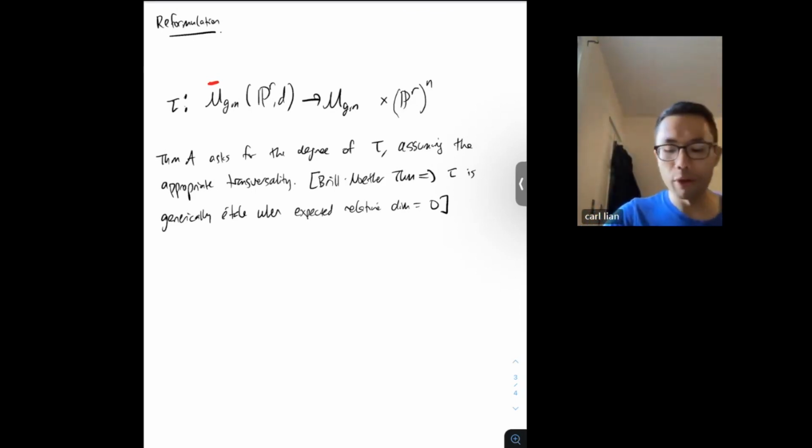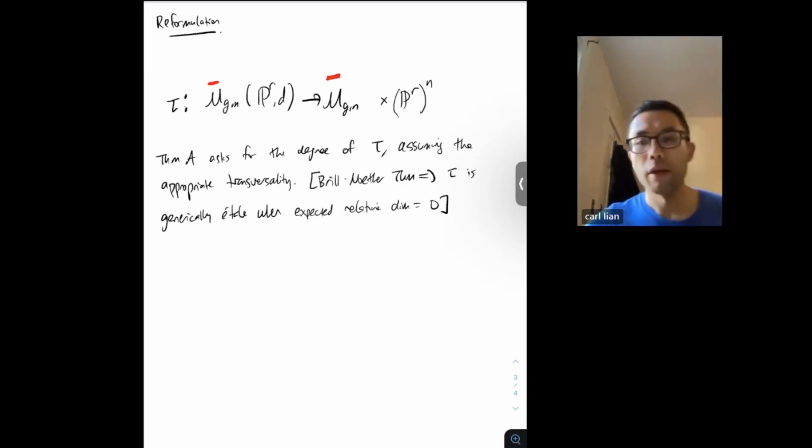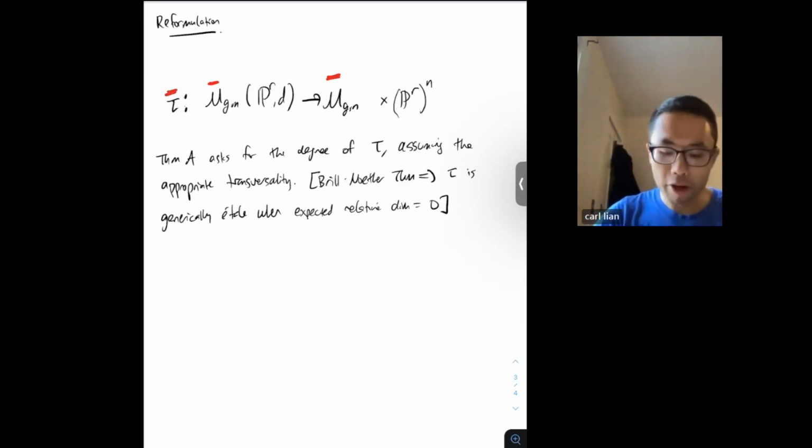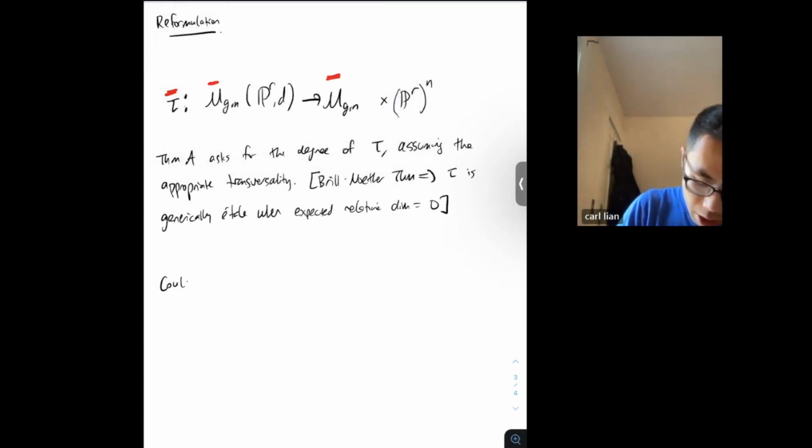And if I have a stable map, my domain curve is no longer a smooth curve, but it's a stable curve, or a pre-stable curve which can be stabilized. So I have a map to M_{g,n} bar. And then I still have n evaluation maps to P^r at the end. So that part stays the same. And maybe I'll put a bar over the tau. And so now I have compact moduli spaces, and you could try to ask for the degree of tau bar.